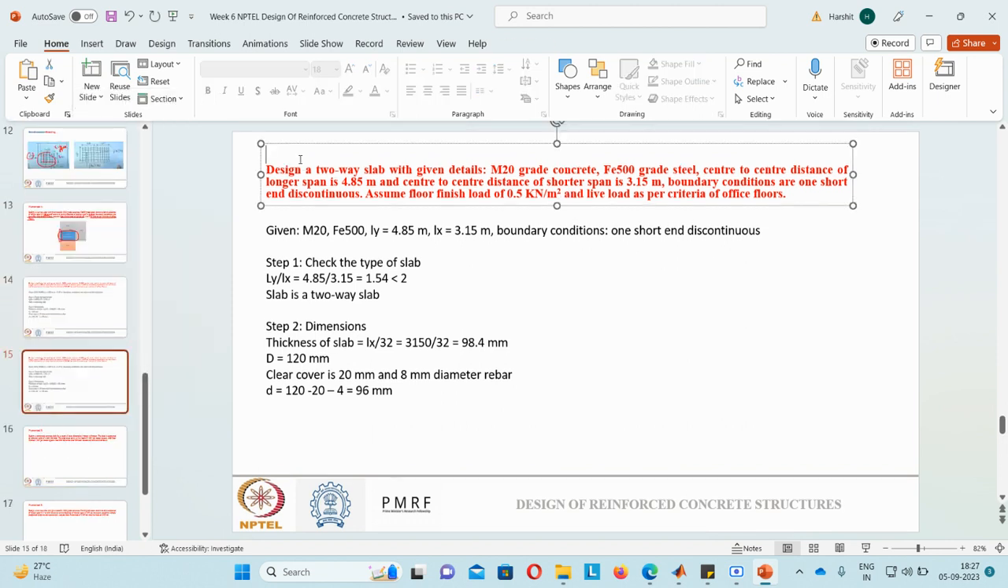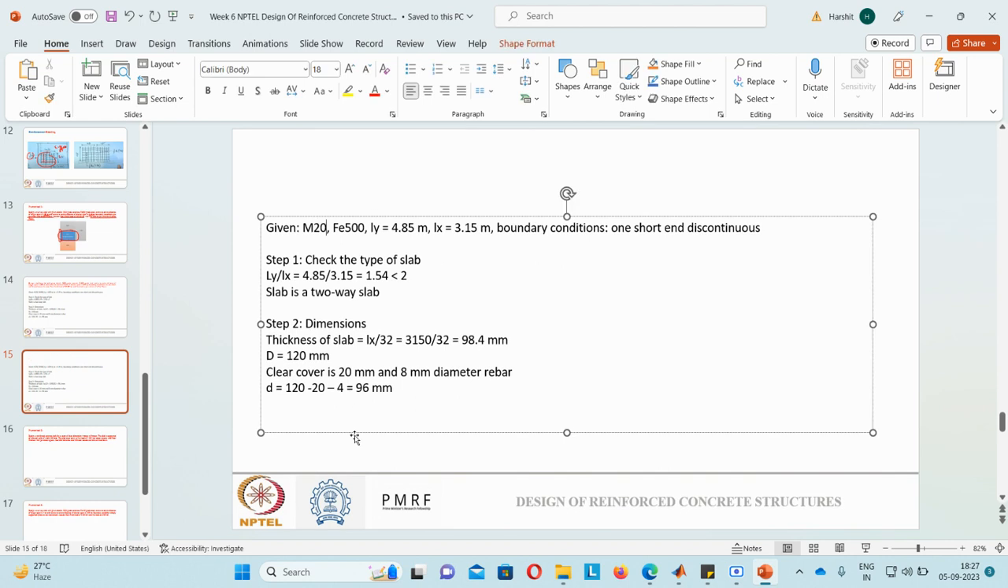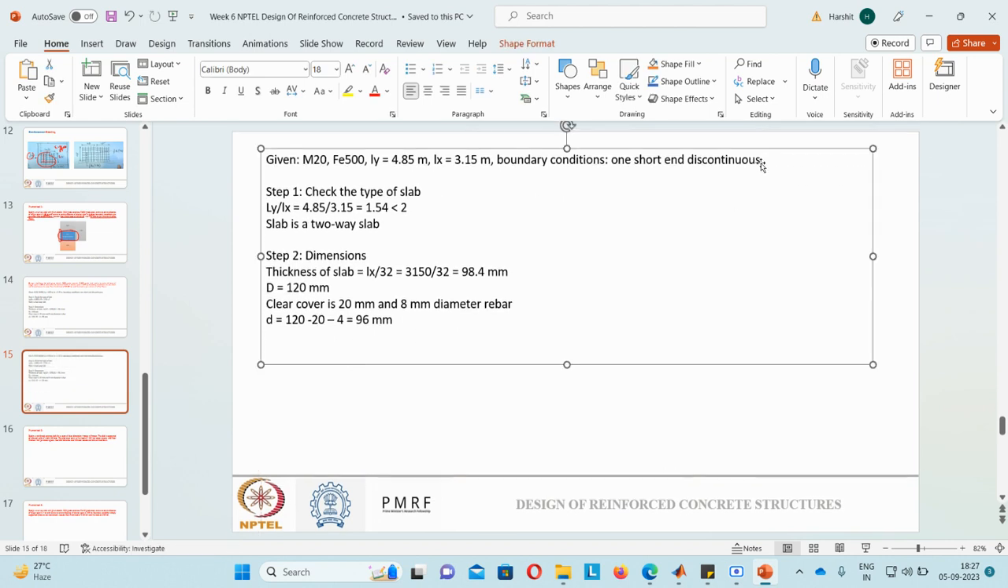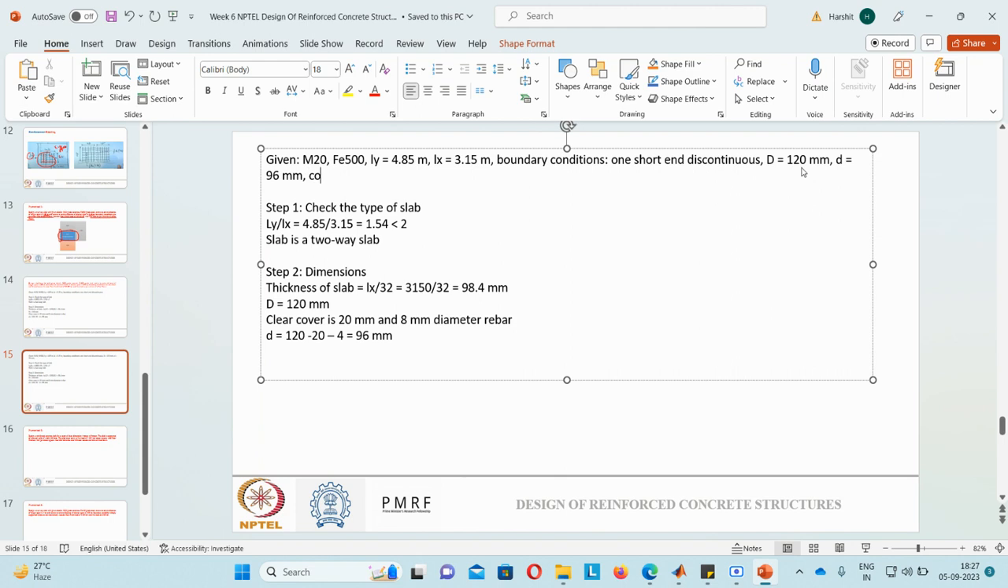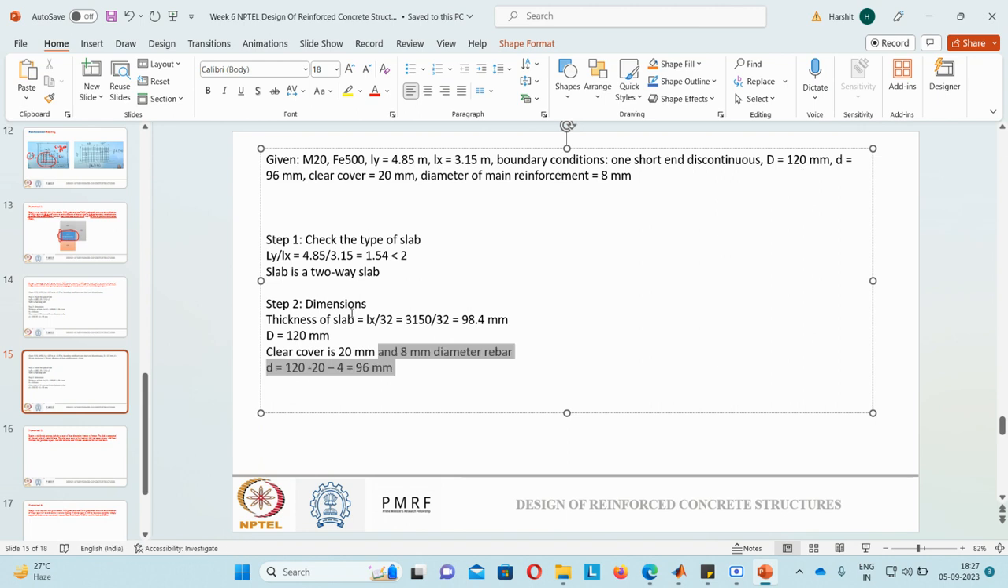Okay, now next part, I will just update everything that we have done here again. So capital D is 120 mm and small d is 96 mm. Clear cover is equal to 20 mm, and diameter of main reinforcement is equal to 8 mm. Okay, so now we'll see the next step.